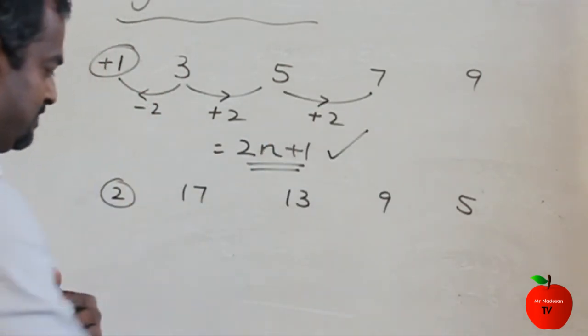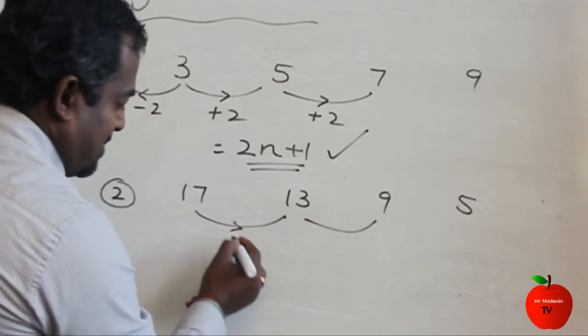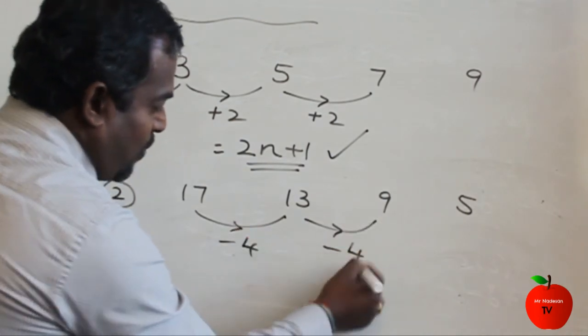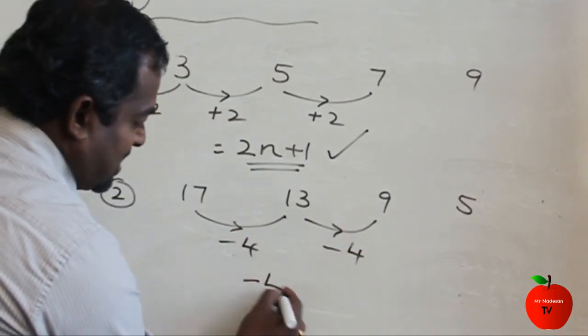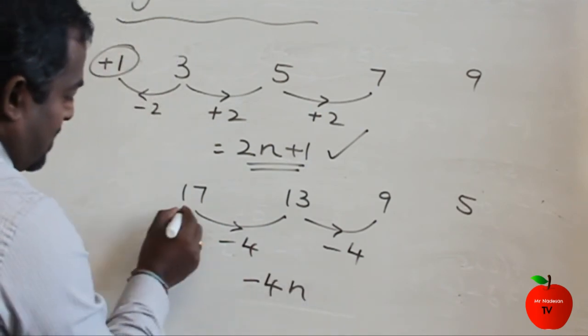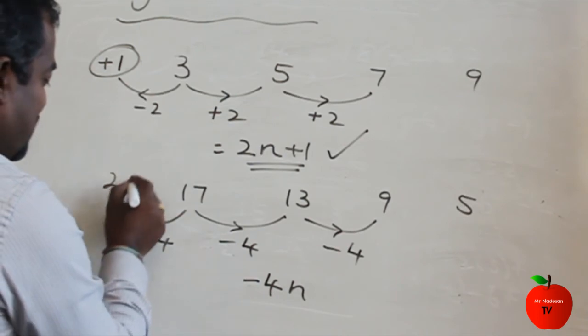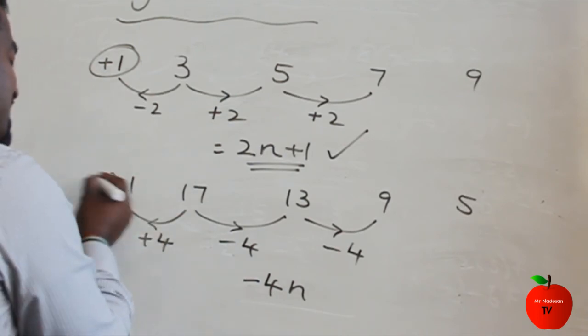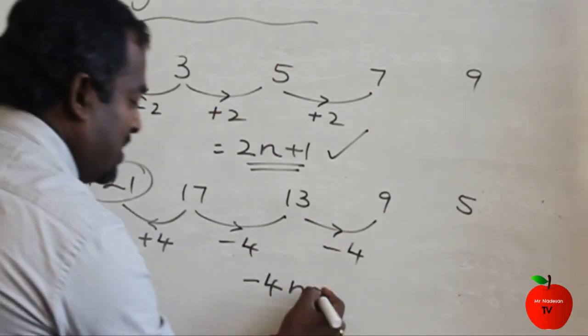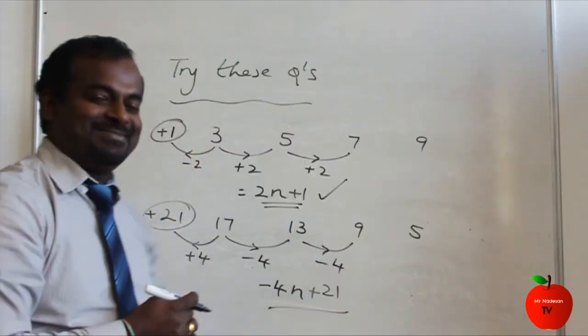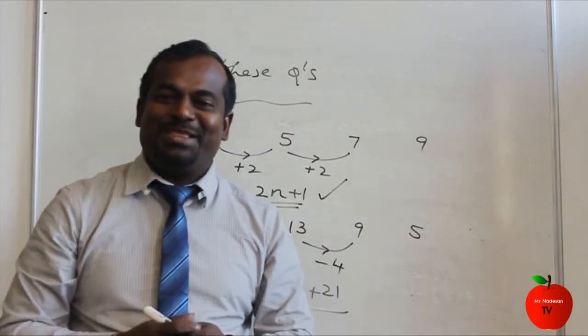Try the second one. 17 to 13, minus 4, minus 4. So the nth term is minus 4 times n. Minus 4, opposite plus 4, 17 plus 4, 21. What is the sign? There's no sign, which means plus 21. Put plus 21. That's the nth term.